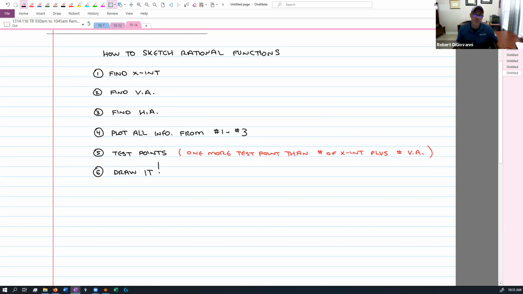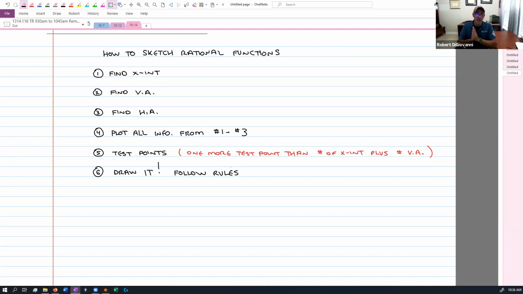But you have to be careful, right? You always have to be careful on this step to follow the rules. If there's a magnet, you better get pulled towards it. If there's a vertical asymptote, you better go up or down next to it. Don't create x-intercepts that don't exist, right? Things like that.